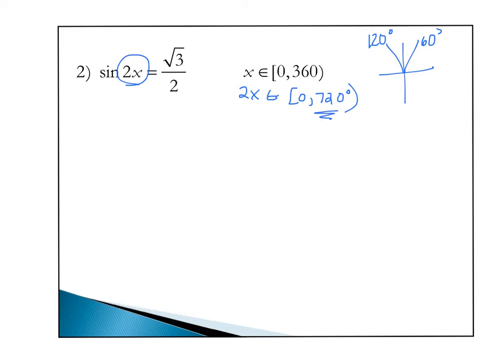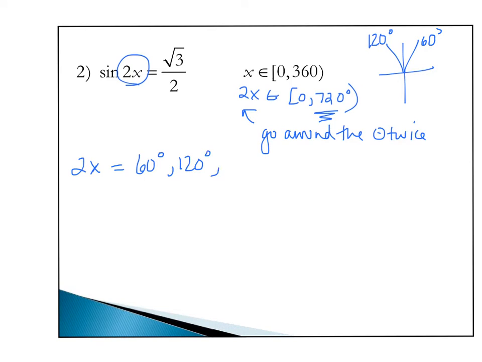Now notice that my interval was all the way to 720. So when I see this 2x, that basically means I'm going to go around the circle twice. So if I add 360 to those answers, I will get my other set of solutions. So right now I have that 2x equals 60 degrees and 120 degrees. And then if I go around the circle again and add 360, I will get the answers of 420 and 480. So I first adjusted my interval, then I solved my problem.